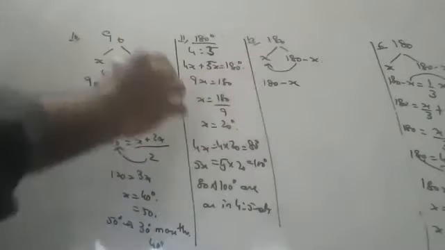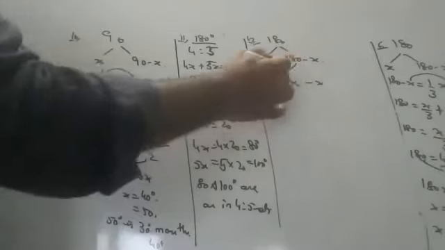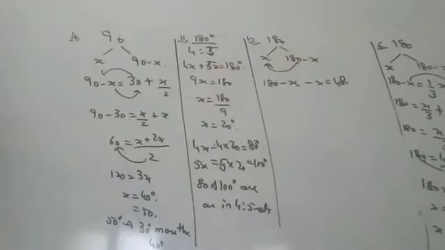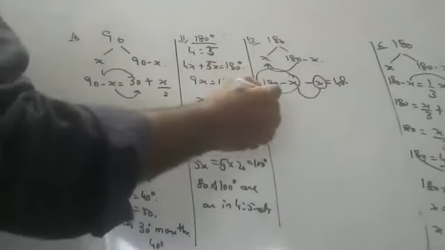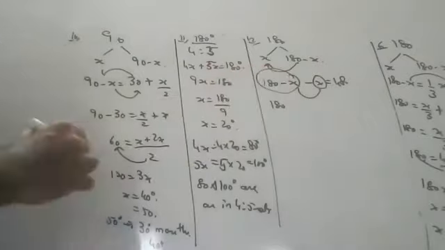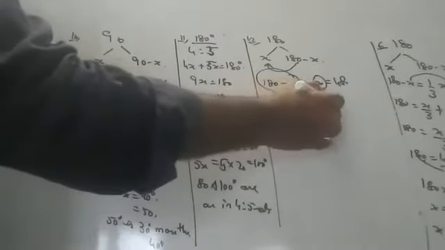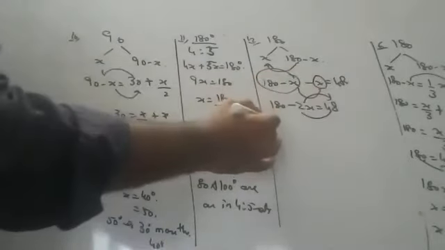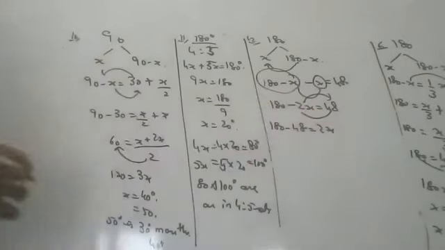180 minus x minus x is equal to 48. See, these both are differing by 48 degrees. Now, tell, 180 minus x minus x is 180 minus 2x, is equal to 48. Bring this here. 180 plus 48 is equal to 2x.